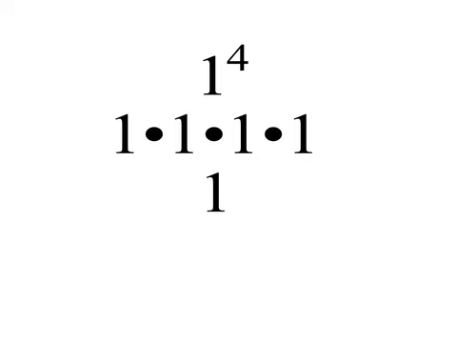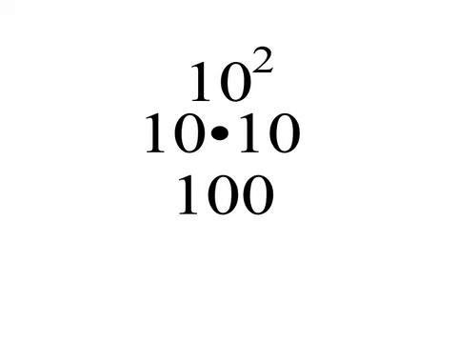Here's 1 to the fourth power. 1 times 1 times 1 times 1, which of course is still 1. Here's 42 to the first power, which is just 42. Any number to the first power is itself. Here's 10 to the first power. Of course, that's 10. 10 to the second power, of course, is 100.